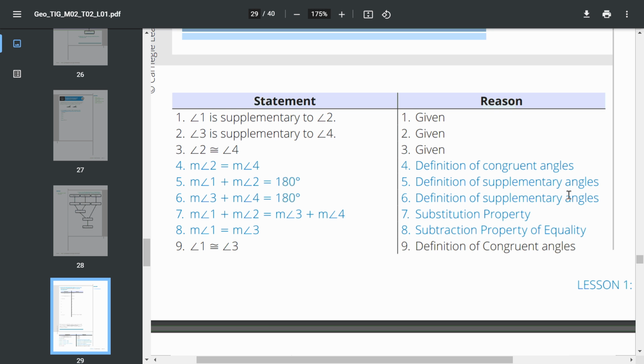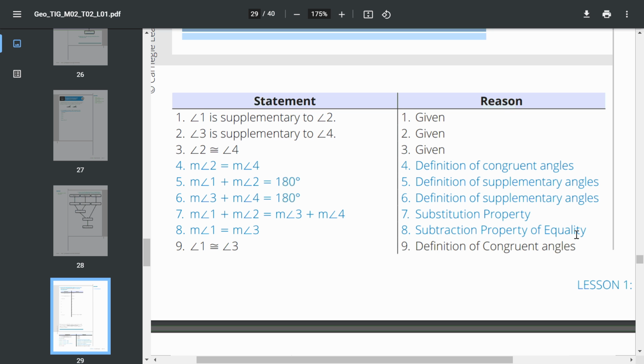Now here's where we will get into those other properties that we've learned about earlier. I know that the measure of angle 1 plus the measure of angle 2 is now equal to the measure of angle 3 plus the measure of angle 4 by the substitution property because of these two lines prior. Since they're both equal to the same value, I can substitute these equations to equal each other.